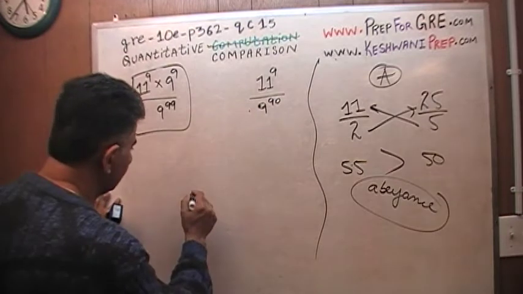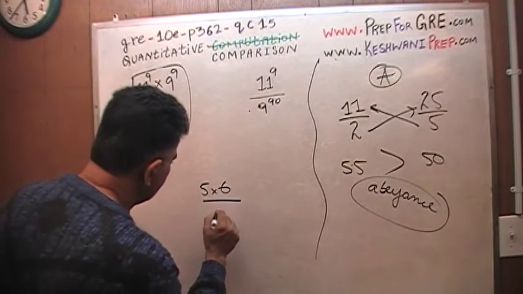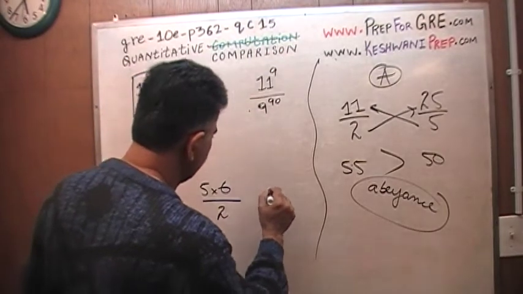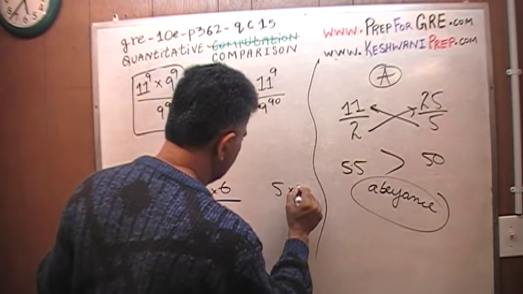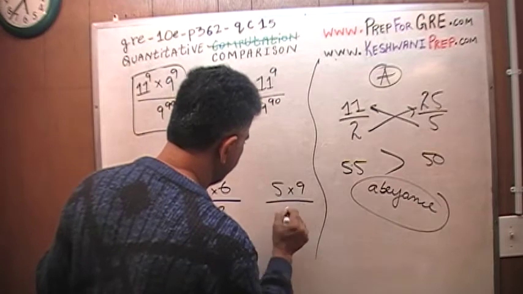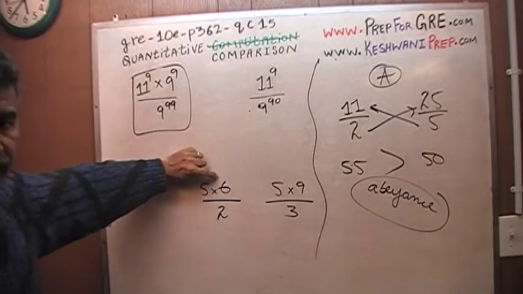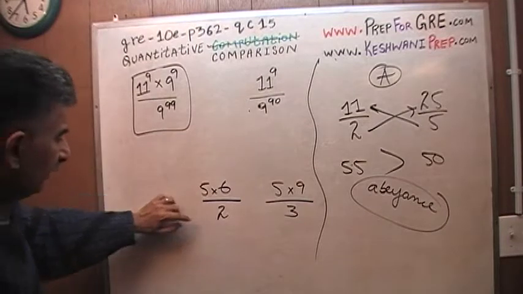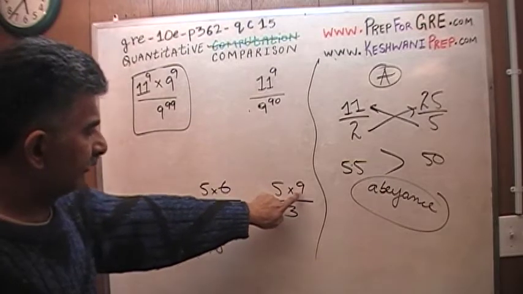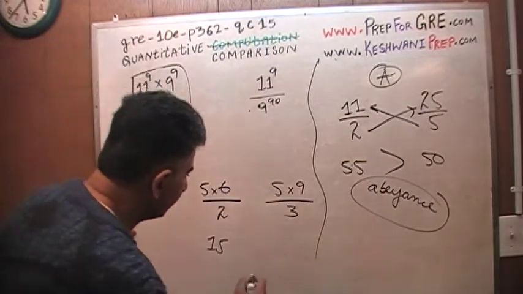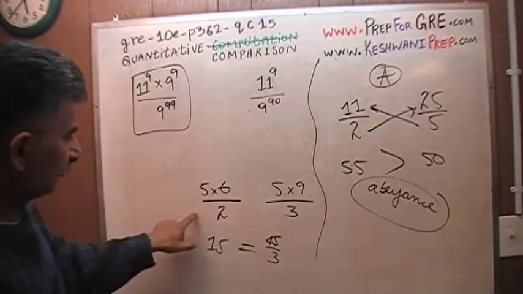Watch here. If I tell you 5 times 6 over 2 is the same as 5 times 9 over 3, let's see first of all if you agree. 5 times 6 is 30, 30 divided by 2 is 15, so this quantity is 15. Let's see what this gives us. 9 times 5 is 45, and 45 divided by 3 is also 15. Well, what do you know? These two quantities are equal.